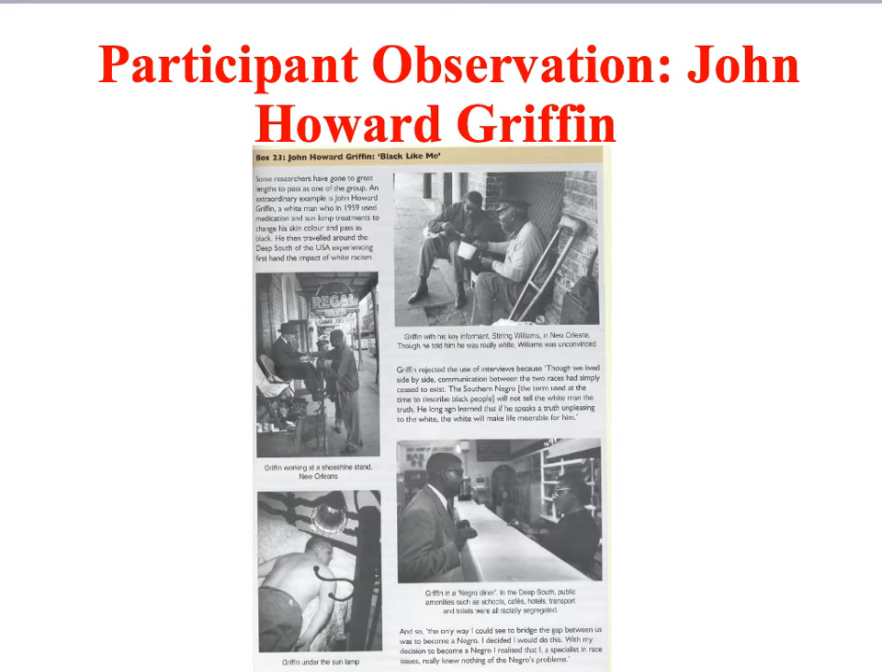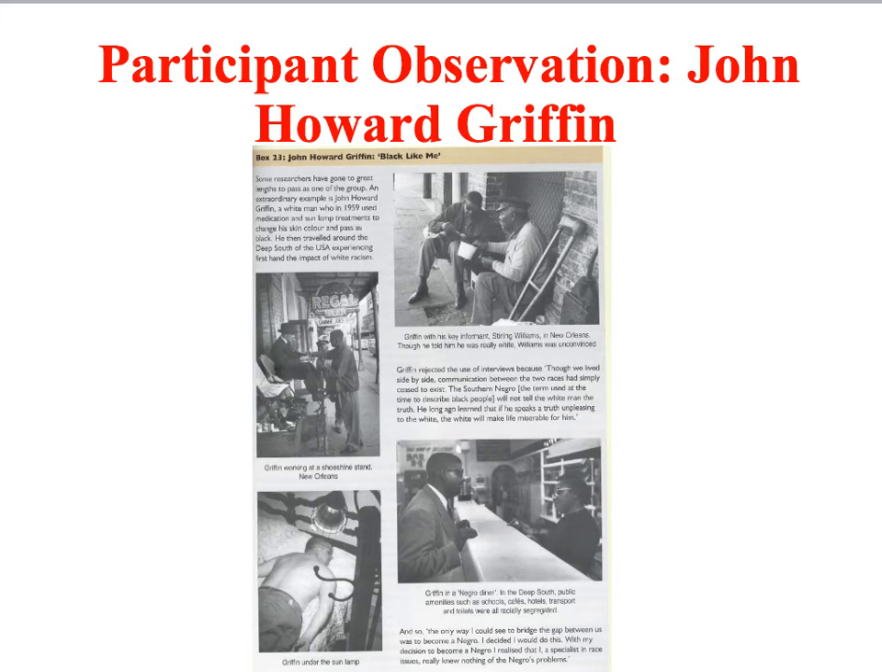This is research carried out by John Howard Griffin, a white man who in 1959 used medication and sun lamp treatments to change his skin colour and pass as black. He then travelled around the deep south of the United States of America, experiencing through participant observation the impact of white racism.